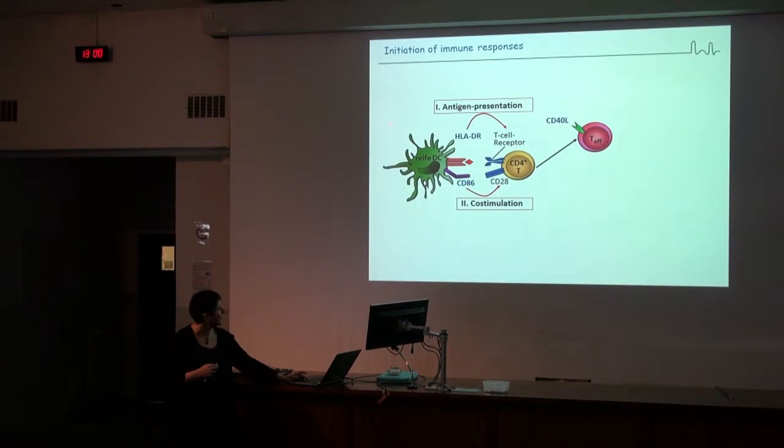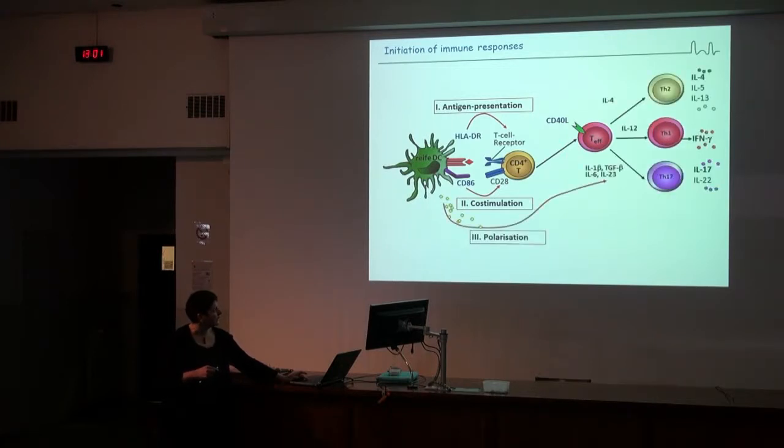So for the activation of CD4 T cells by mature dendritic cells, you need some steps. And the first step is important for antigen presentation, and that the T cells have to recognize antigens which are presented by HLA-DR molecules. Then you need a second mechanism, the co-stimulation, which is provided by co-stimulatory molecules on the dendritic cells, which get into contact with two molecules on the T cells.